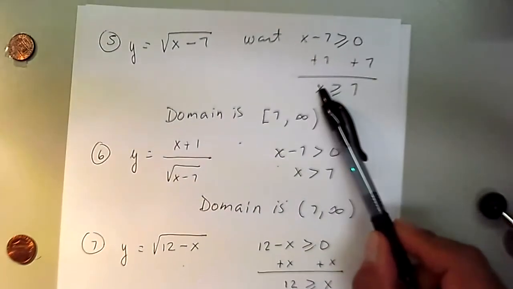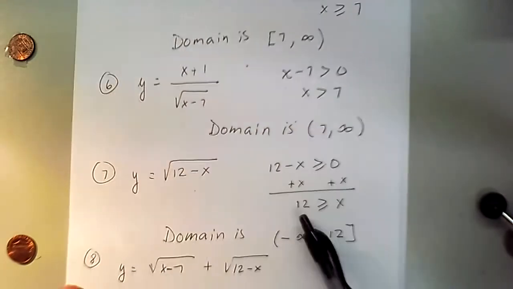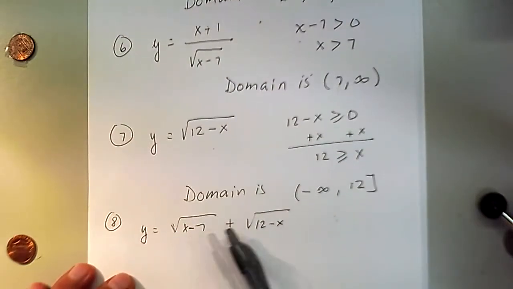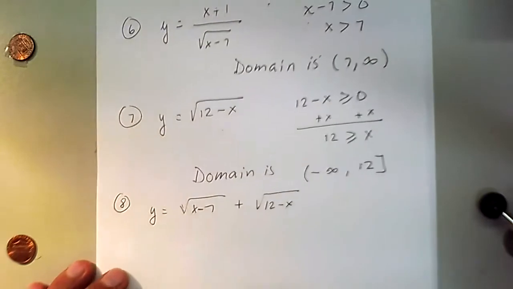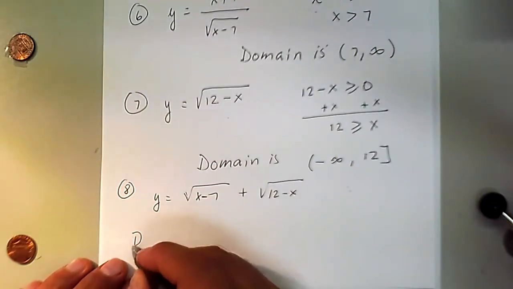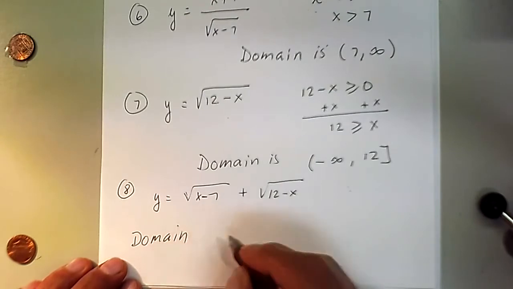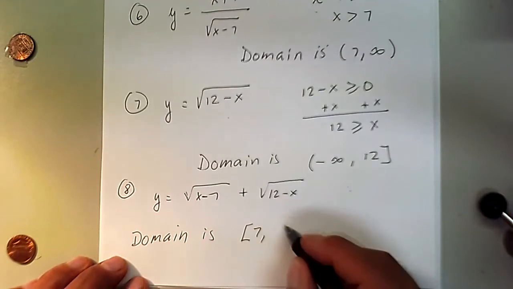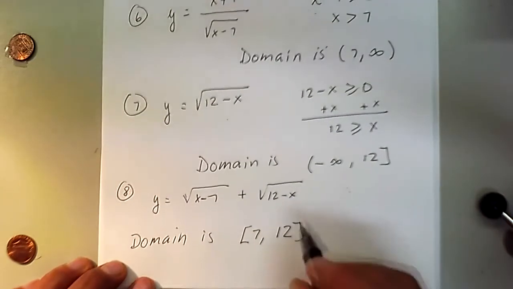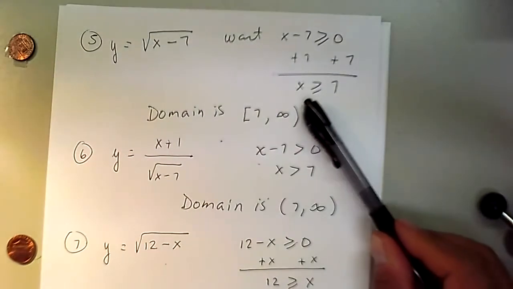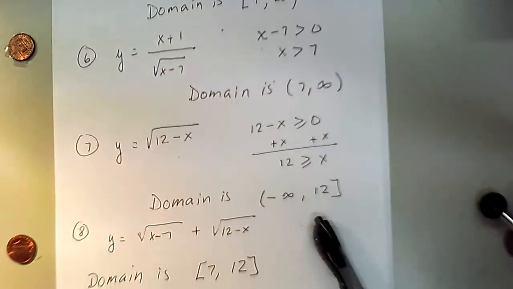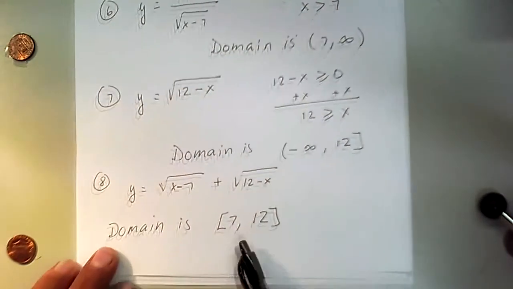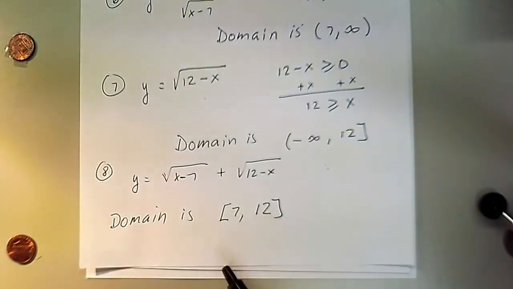So on one hand, the inputs have to be bigger than 7. On the other hand, the inputs have to be less than 12. But we have both conditions present in this problem. So that means that the domain has to be all the numbers starting with 7, but not beyond 12, because we have to meet both requirements. The inputs have to be bigger than or equal to 7, but at the same time, they have to be no more than 12. So we have a closed interval from 7 to 12.